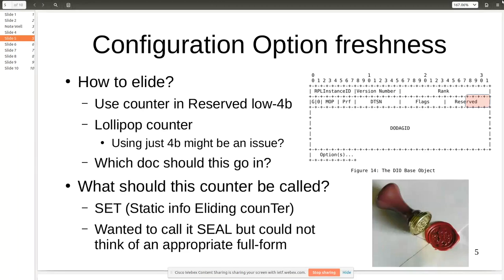Basically what I was thinking is all the static information which rarely changes, and the prefix information option is one thing that usually doesn't change. Currently the prefix information option is a different option altogether. It's not part of any other container. I feel it can be a separate container altogether. We don't need to say that the prefix information option has to be carried inside some other container.